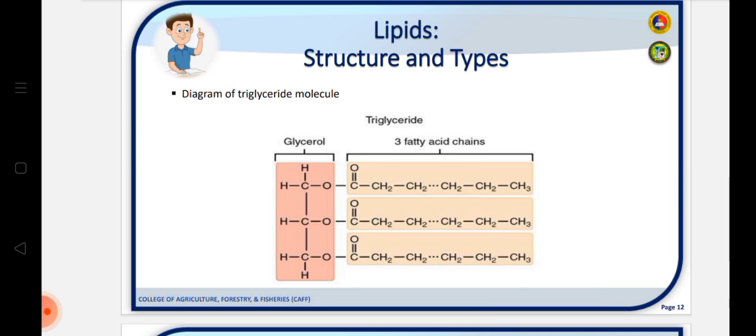Each fatty acid chain is a long hydrocarbon tail ending in a methyl group. The chains may vary in length and saturation, which influences the physical properties of the triglyceride, such as whether it's solid or liquid at room temperature. Triglycerides actually serve as energy reserves, especially in seeds and adipose tissue. They provide more than twice the energy per gram compared to carbohydrates, making them ideal for long-term storage.